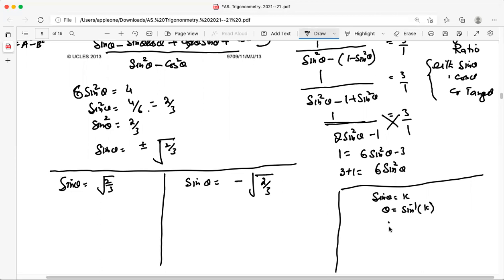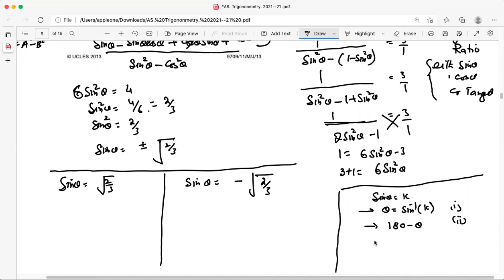Then the second answer. This is the first answer. The second answer will be 180 minus this. This is the first step, this is the second step. For sine, we always do it this way. Then this is the second solution.